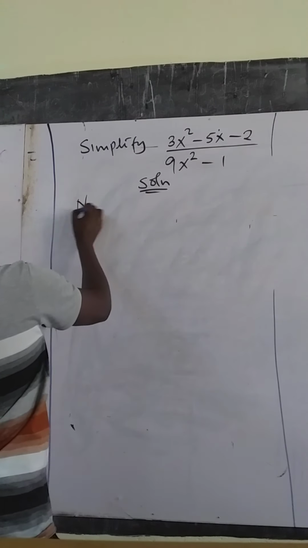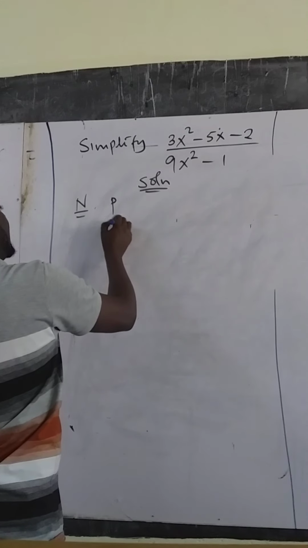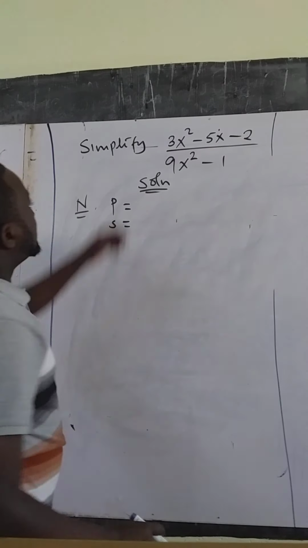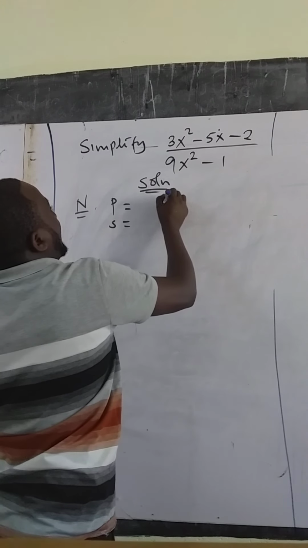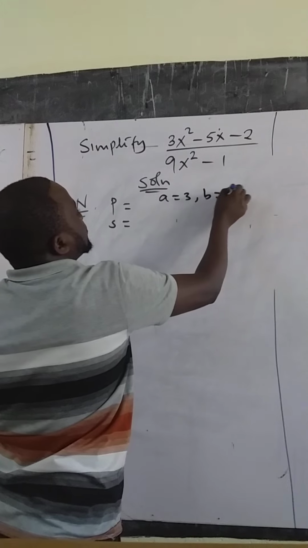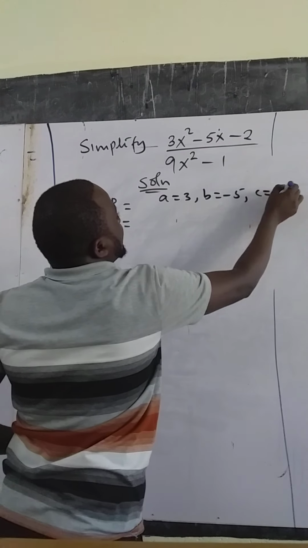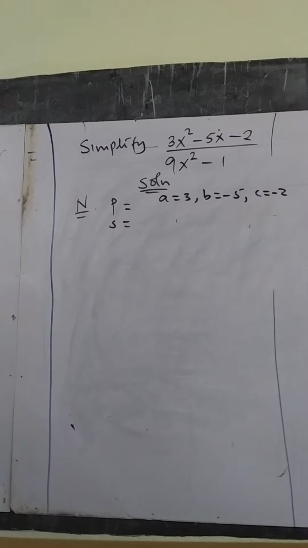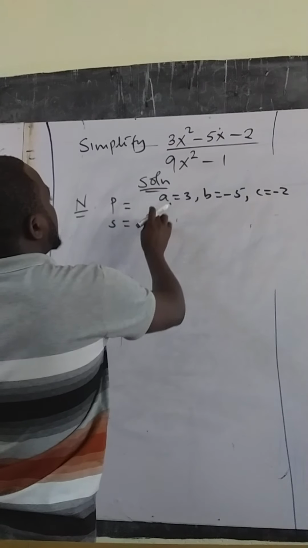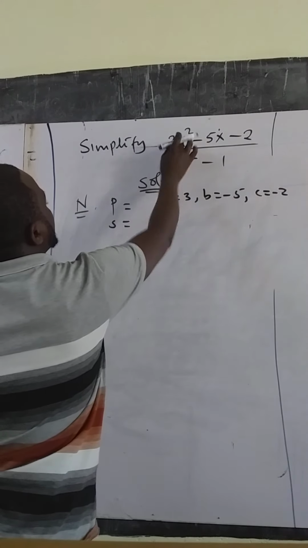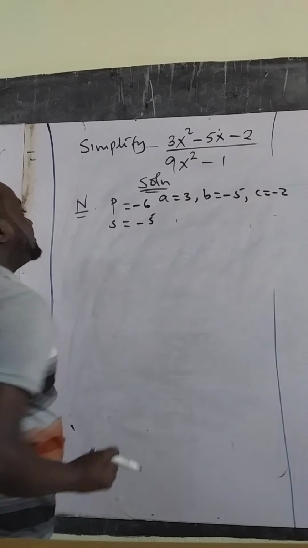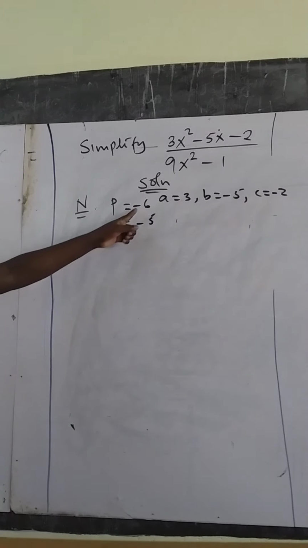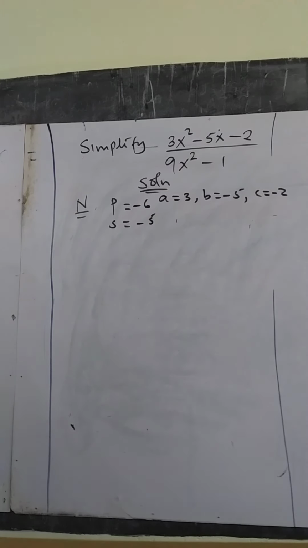We start with the numerator. We find the product and the sum. From the numerator, a equals 3, b equals minus 5, c equals minus 2. Product is given by a times c, which is minus 6. Our sum is minus 5. Get two numbers: when you multiply them, you get negative 6, and when you add them, you get negative 5.